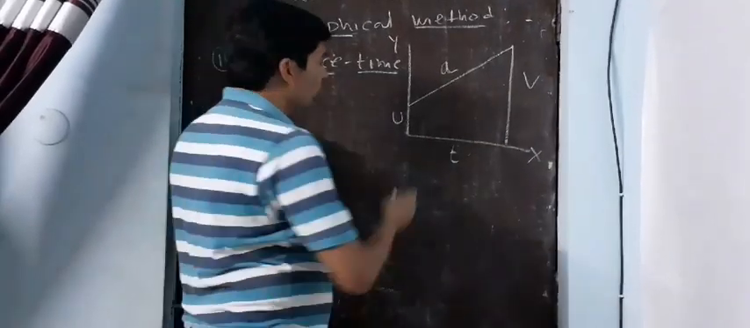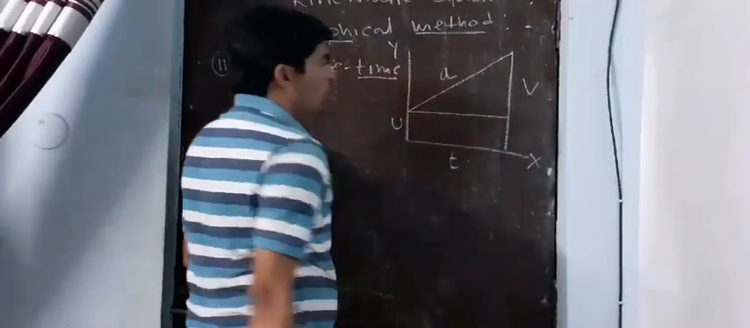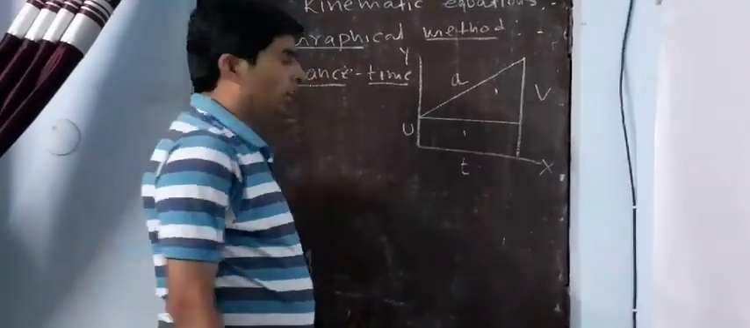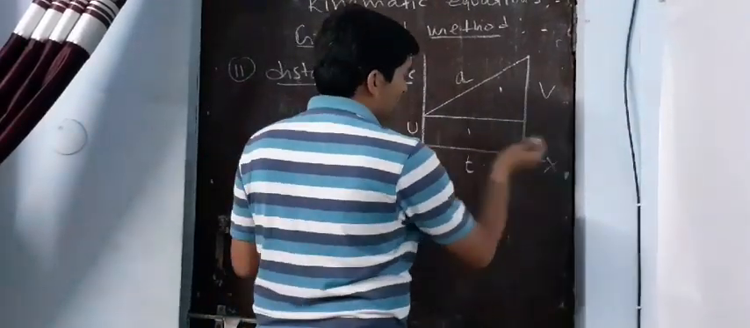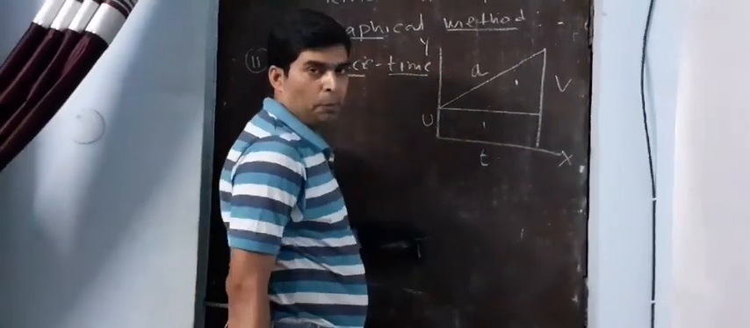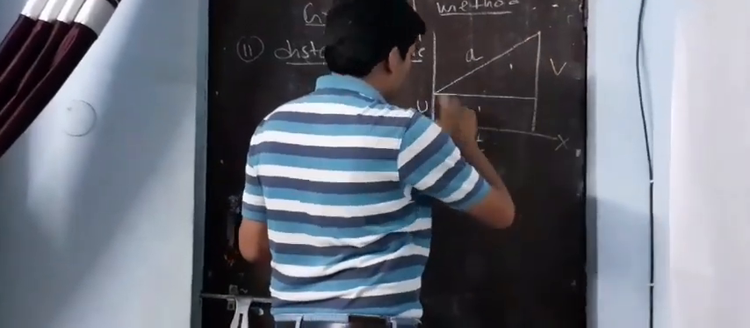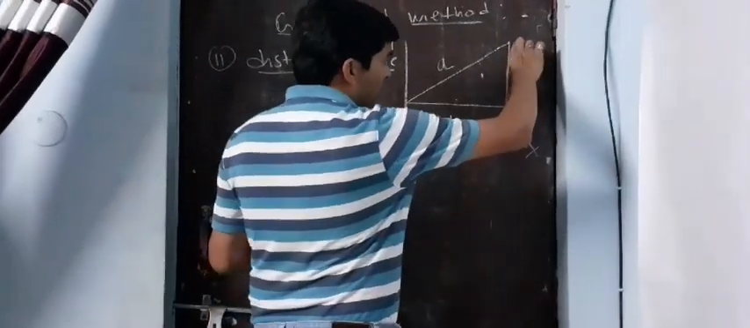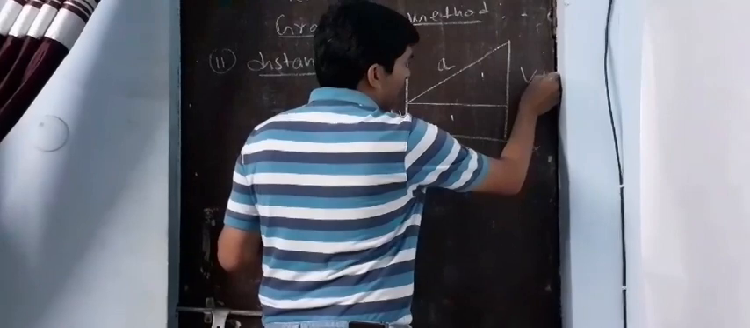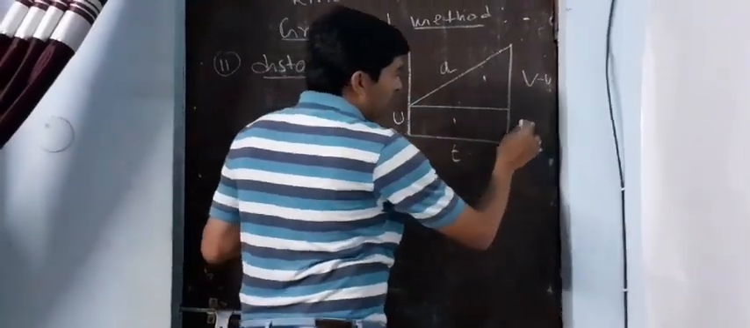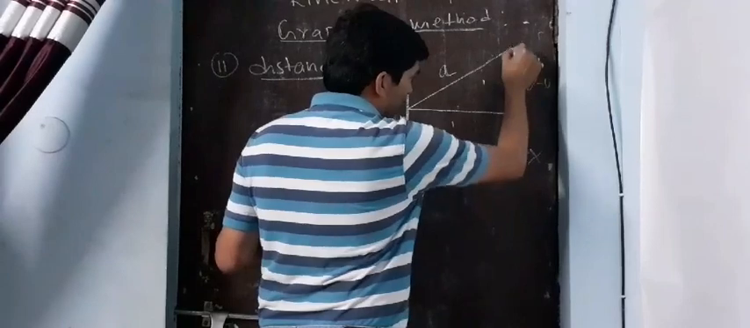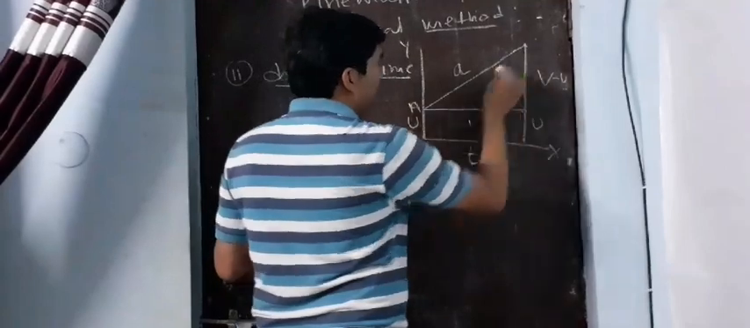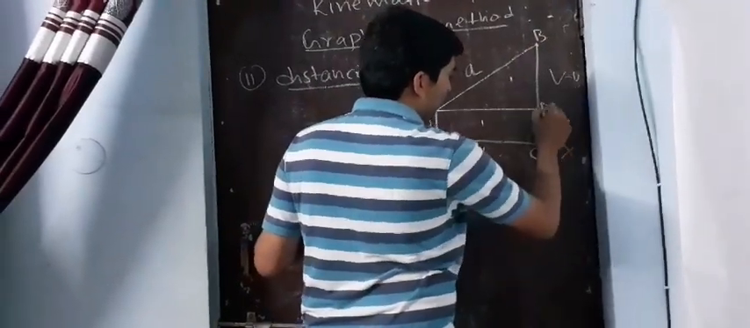On this graph we get some geometrical shapes: one triangle and one rectangle. In a rectangle the opposite sides are equal, so this side is also u and this one is also t. The velocity is divided into two parts: this is the starting velocity and this is the final velocity. This height is v minus u, because the entire height is v and up to here it is u. So let's name the points O, A, B, C, D.